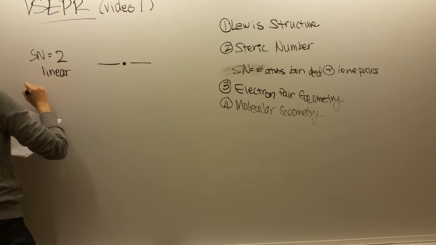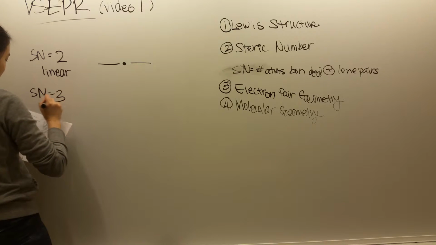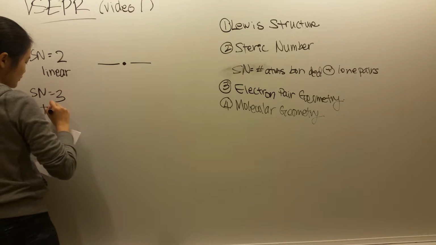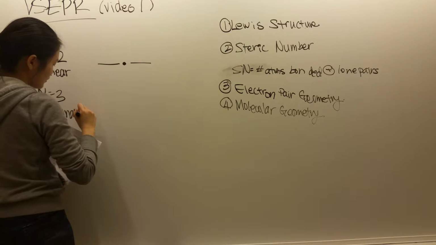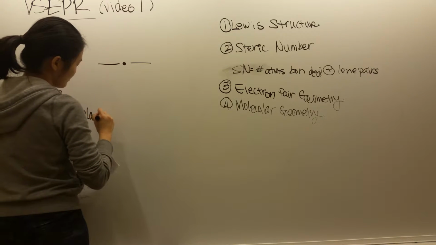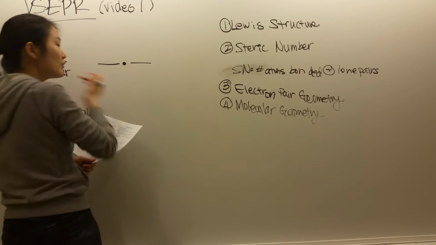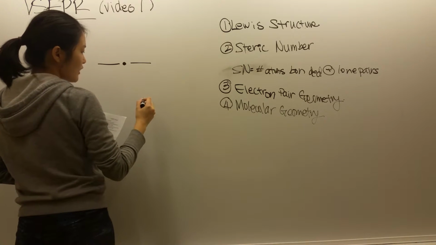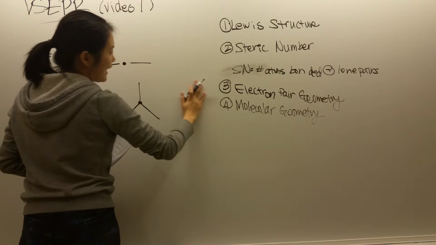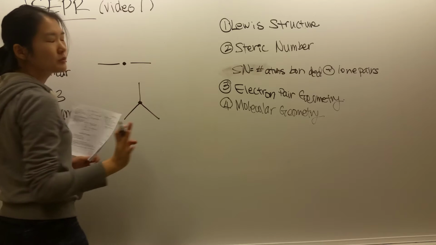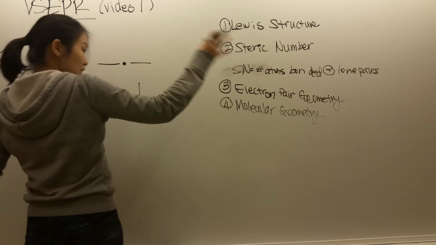If you have a steric number of 2, or 3, sorry, you're going to have trigonal planar. Trigonal planar is where you have a central atom and 3 different electron densities, like this, but it's just flat. That's their optimal place. That's where they like to chill. It's just flat all around.